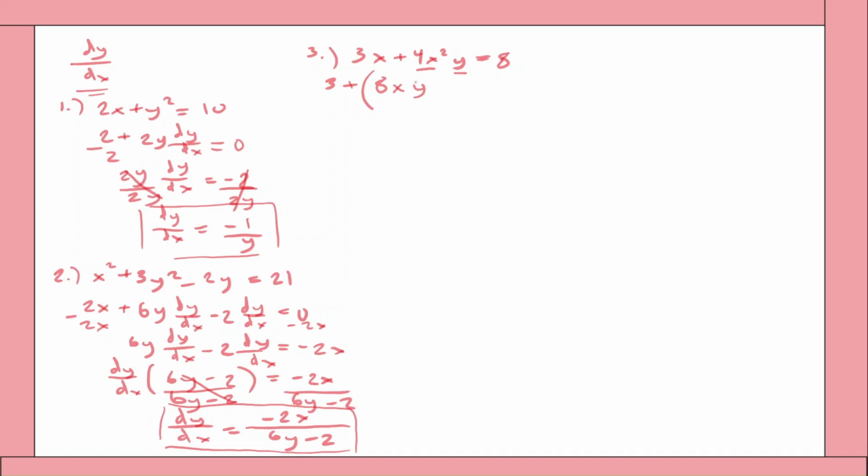And keep in mind, we have a y here, but we didn't take the derivative of y, so we don't have to put dy dx. So just keep that in mind. When you don't take the derivative of it, we're just carrying it over. You don't have to worry about putting that dy dx.